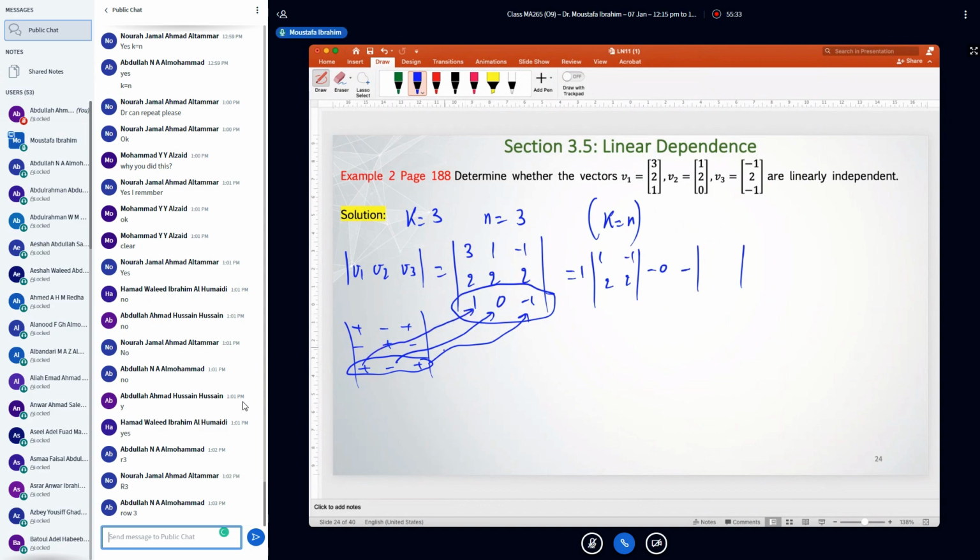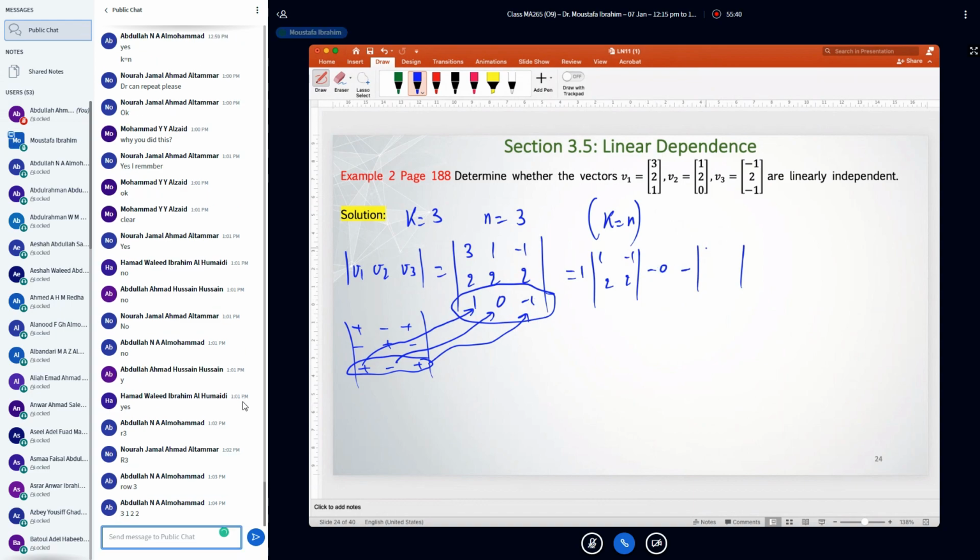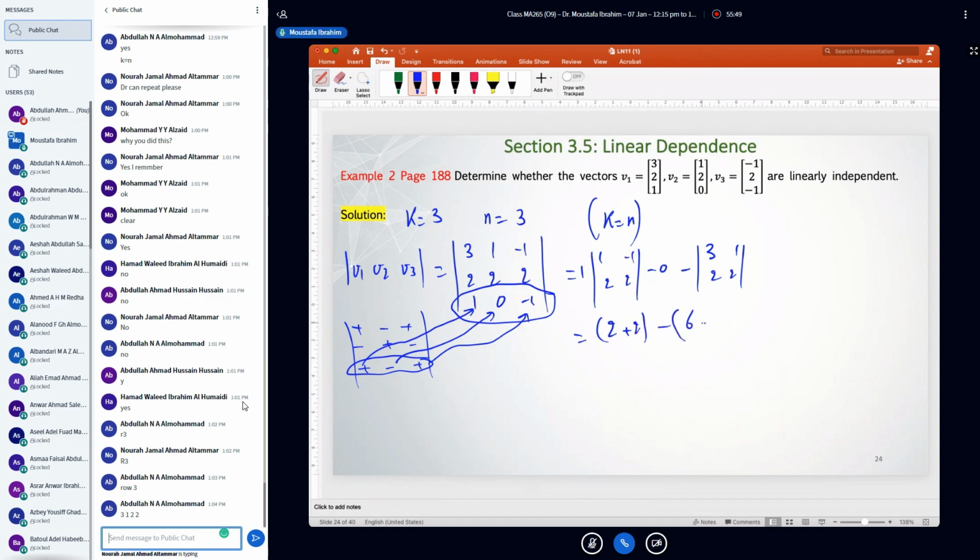So we don't change the sign of 1, we don't change the sign of minus 1. But for 0, plus or minus 0 is the same. I don't care about 0. 3, 1, 2, 2. Very good. So we get 2 plus 2 minus 3 multiplied by 2 is 6 minus 2. So we get 4 minus 4, 0. You see? So v1, v2, v3 is linearly dependent.